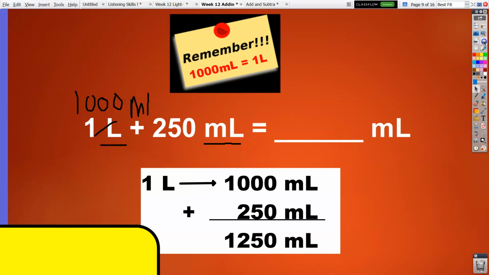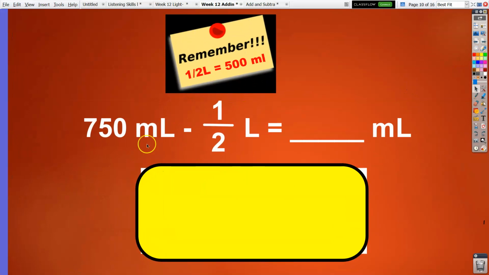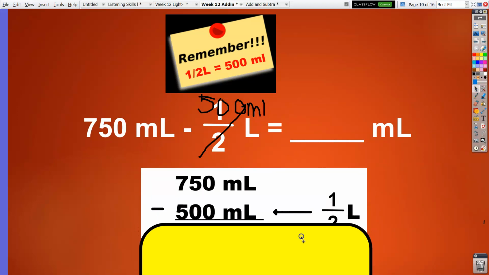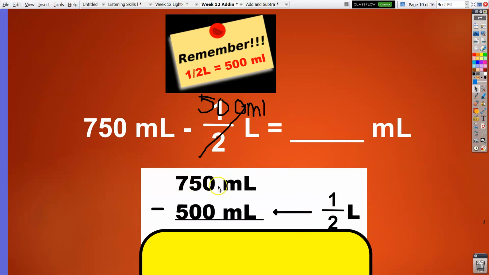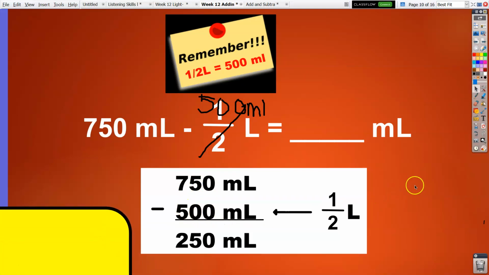Now let's try another one. This time it's going to be subtraction. So we have 750 ml minus half a liter. Now remember, in our conversion, half a liter is equal to 500 ml. So you can just convert and substitute it first. We have now 500 ml. Then you can do the columnar subtraction. So we have 750 minus 500, so 0 minus 0, 5 minus 0 is 5, 7 minus 5 is 2. So the answer is 250 ml.